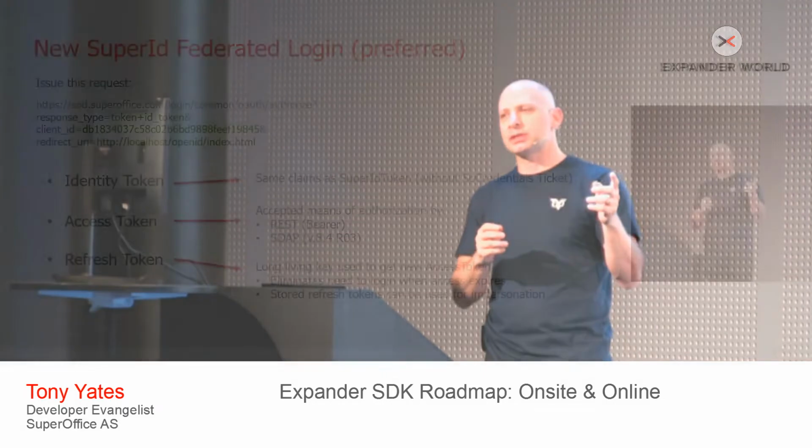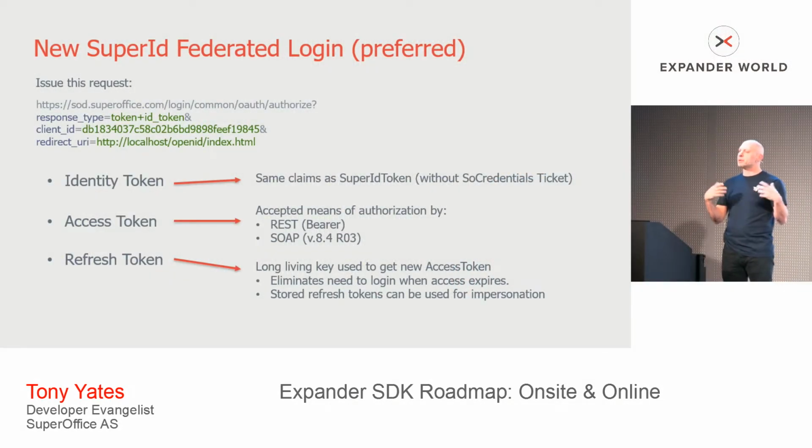But now he's going to get back a refresh token. So the other most common question is, how can I actually do impersonation in online? And using the SOAP proxies, that's just not possible.